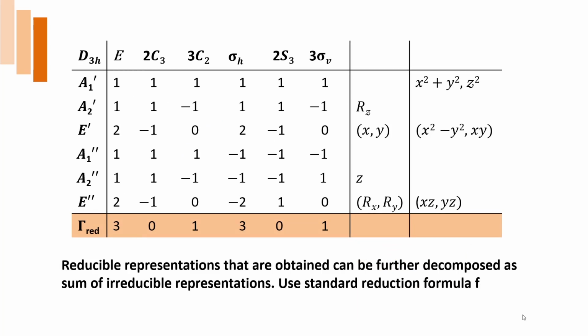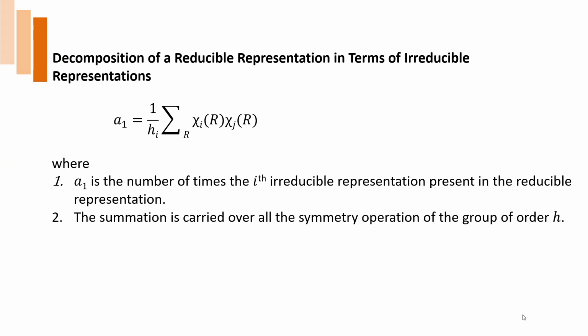So we have a set of reducible representations which can be decomposed into their irreducible components. And here is the value of the reducible representation for unshifted bond vectors. When it comes to the decomposition of a reducible representation, the general formula says n equals 1 by h, where h is the order of the group, times the summation of all terms chi i of R into chi j of R, where one component has to be reducible and the other has to be irreducible. And once we do it, it helps a lot.